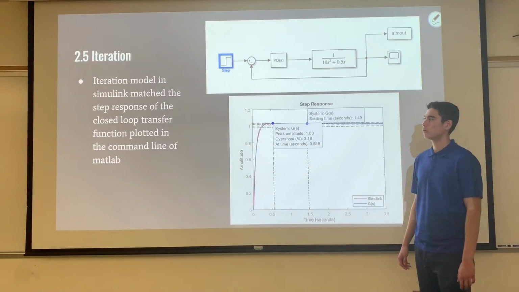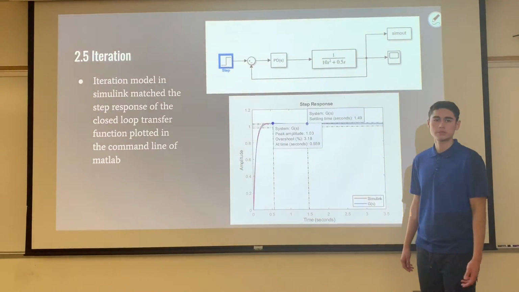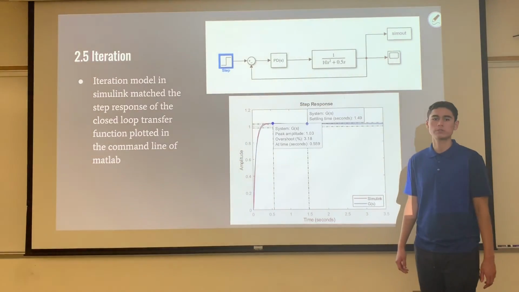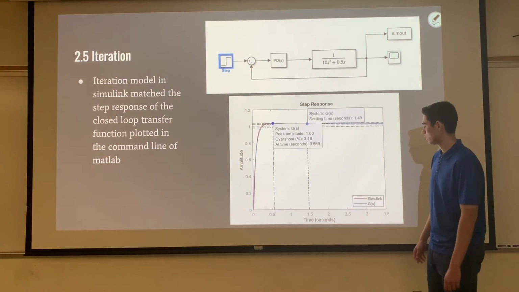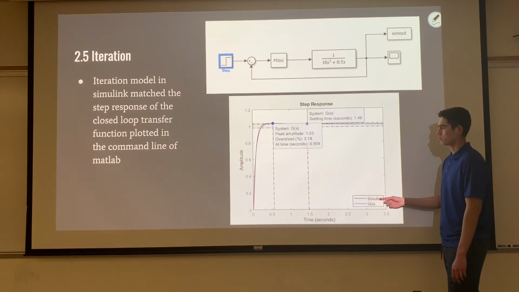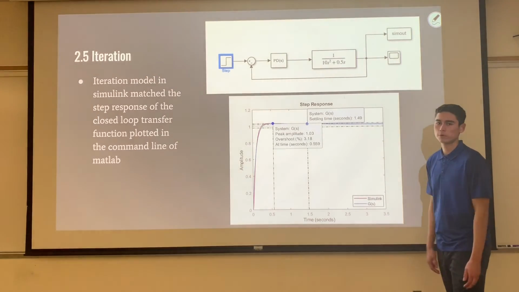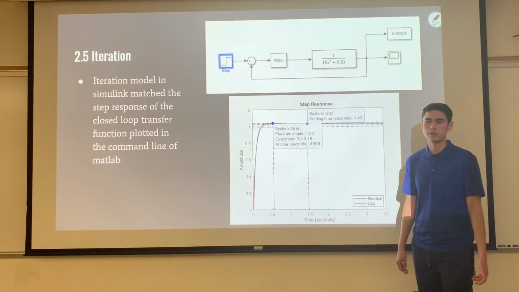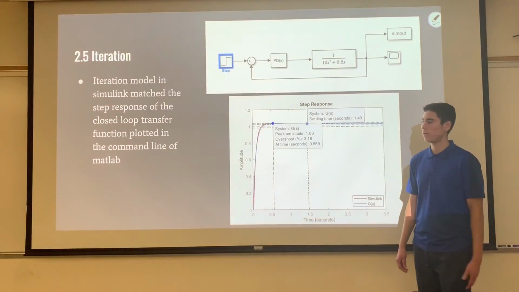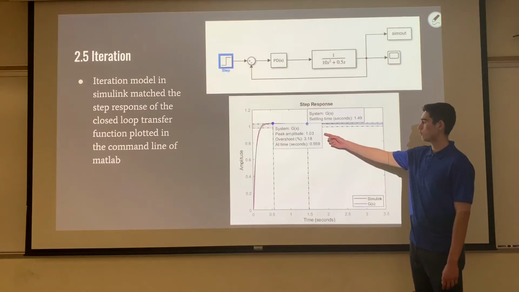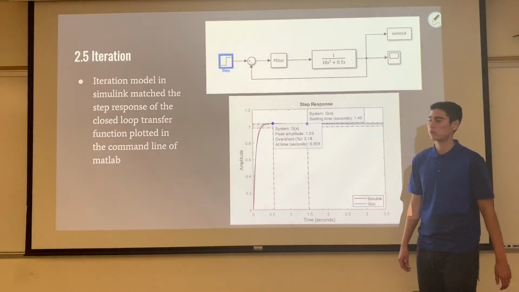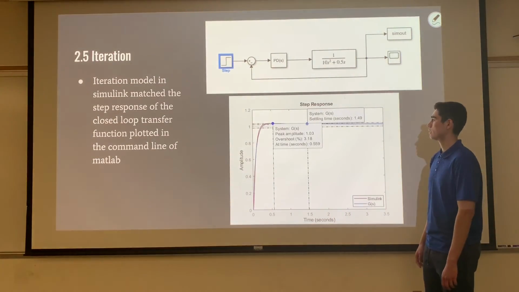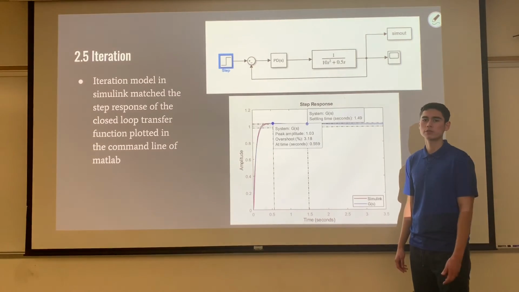After iterating the model in Simulink, we realized that the step response matched, proving our results even more valid. As you can see, the step response from Simulink matched the step response as if when we ran it in command lines within MATLAB. We plugged in our KP, KD values, and then we took a step response of that, and they matched. The peak amplitude were both 1.03, the overshoot was 3.18, which was exact same, and the settling time was also 1.49, proving our specifications correct.